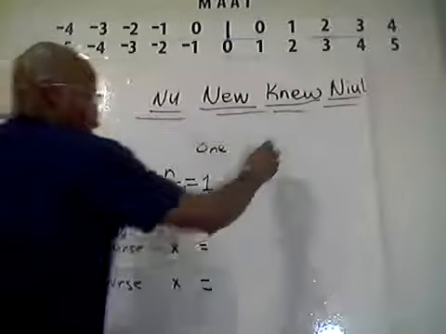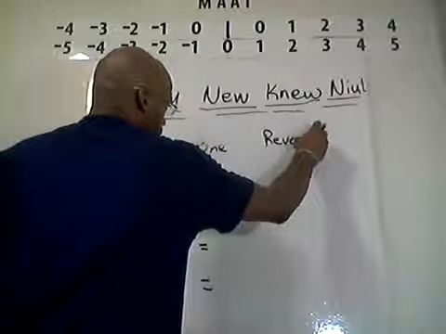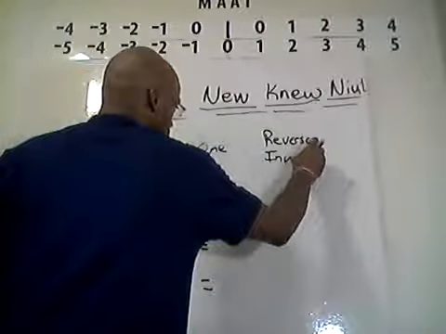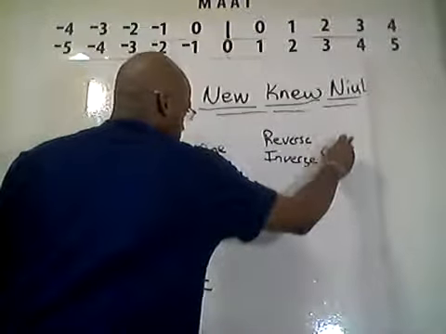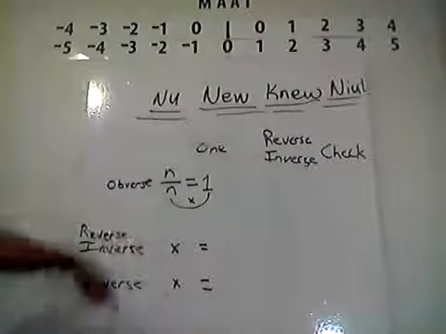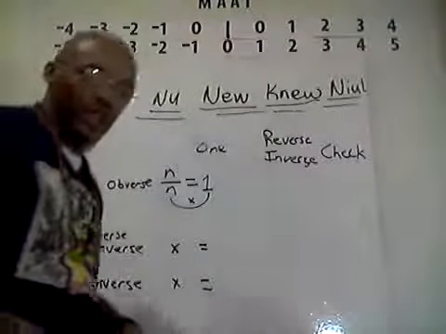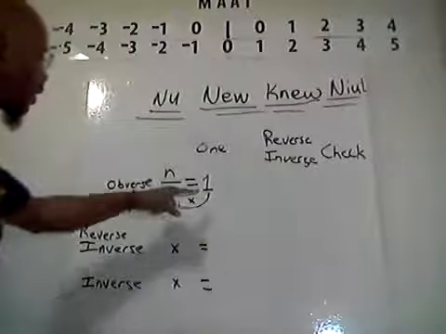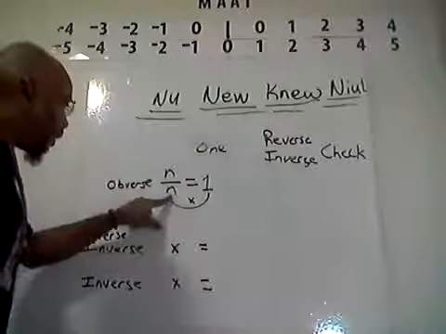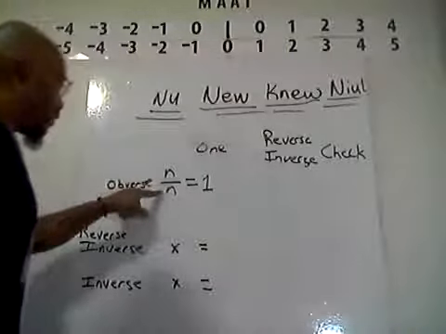That's how you check. So let me say this. When you reverse and you inverse, you do those two, you're checking. That's how you check to see if the answer is correct. You're doing a return, just like on a computer or calculator. So you want to know if n divided by n equals 1. If any number I divide by itself equals 1.